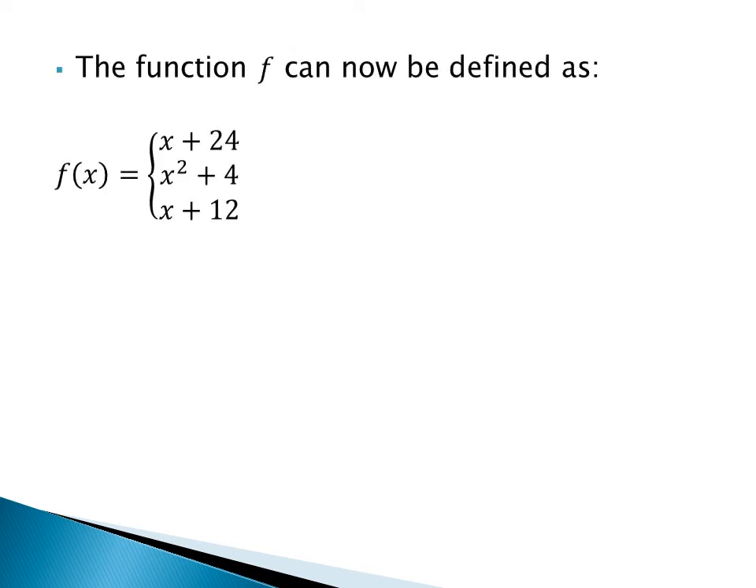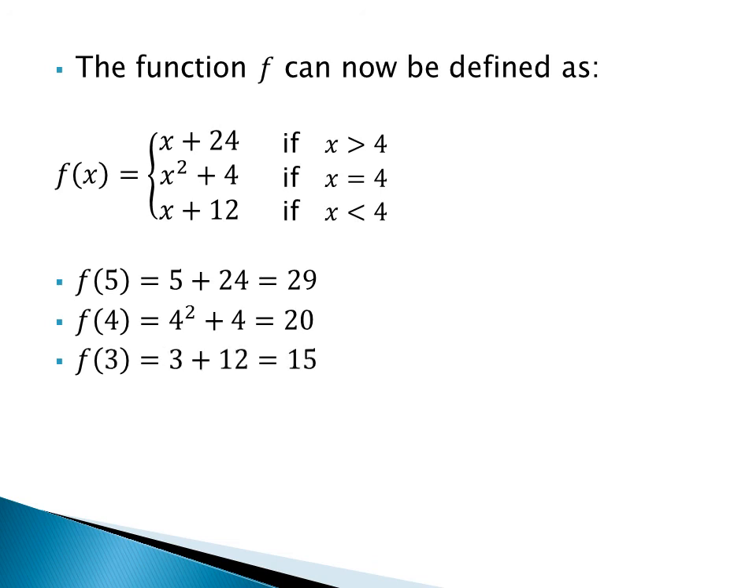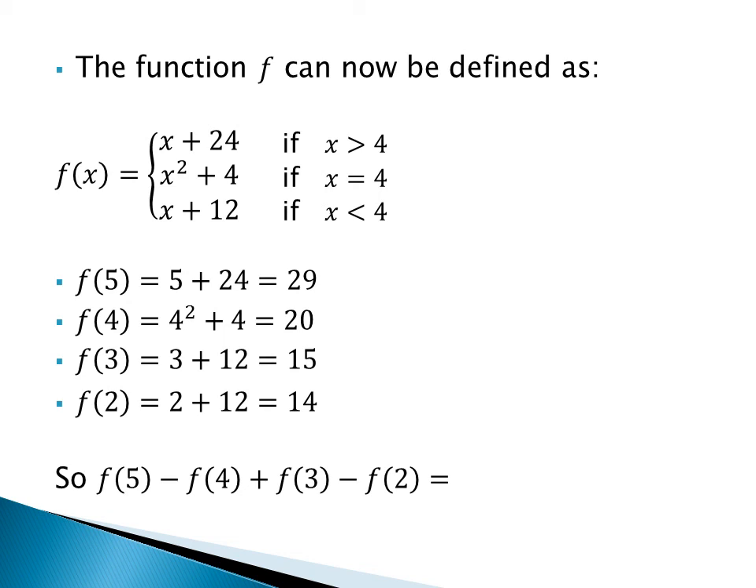The function f can now be defined as f of x equals x plus 24 if x is greater than 4, f of x equals x squared plus 4 if x equals 4, and f of x equals x plus 12 if x is less than 4. So we just find f of 5, which gives you 29, f of 4, which is 4 squared plus 4 equals 20, f of 3, which is 3 plus 12, which is 15, and f of 2 is 2 plus 12, which is 14. So now if we do f of 5 minus f of 4 plus f of 3 minus f of 2, using those values, the answer is 10.